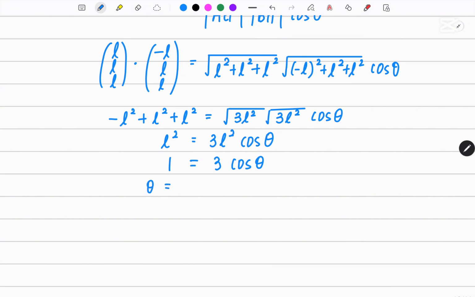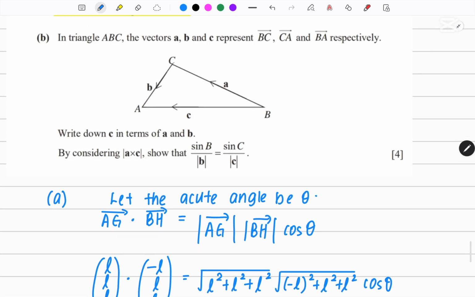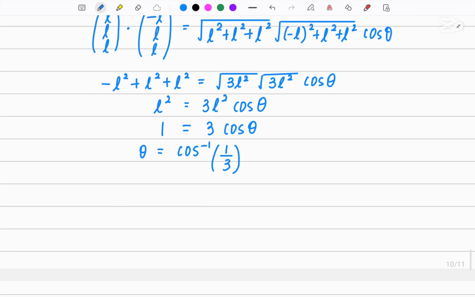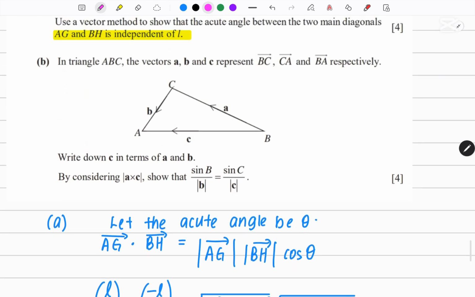So theta equals cosine inverse of 1/3. Okay, so we will then write shown because the acute angle is indeed independent of L. So I'll say shown because theta is independent of L. Okay, so this is for part A.